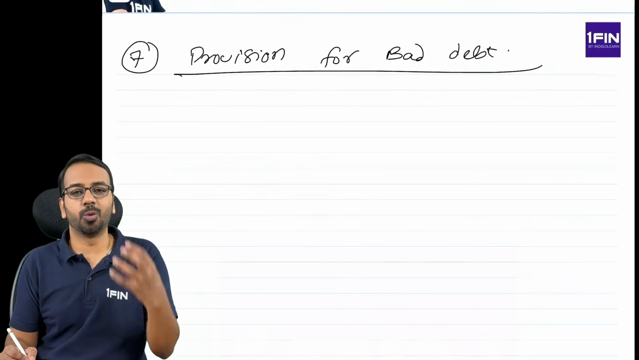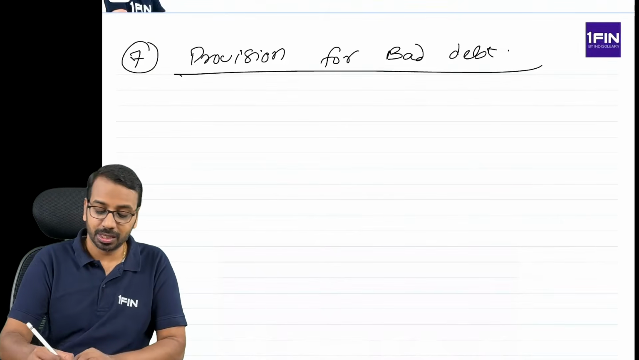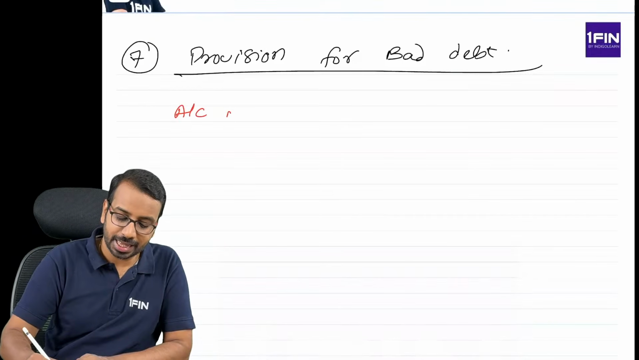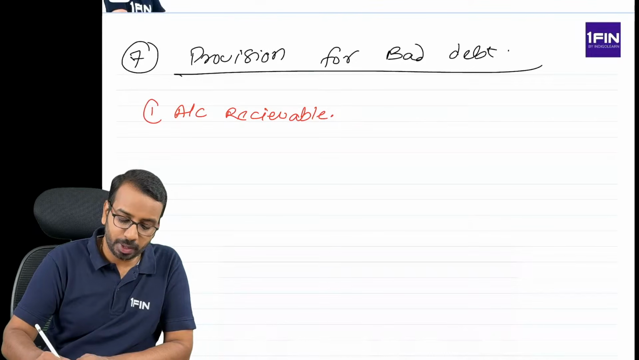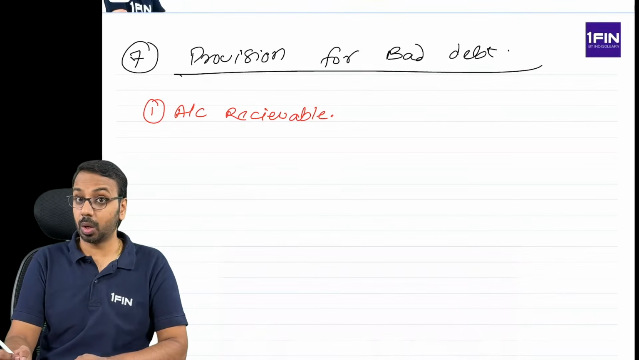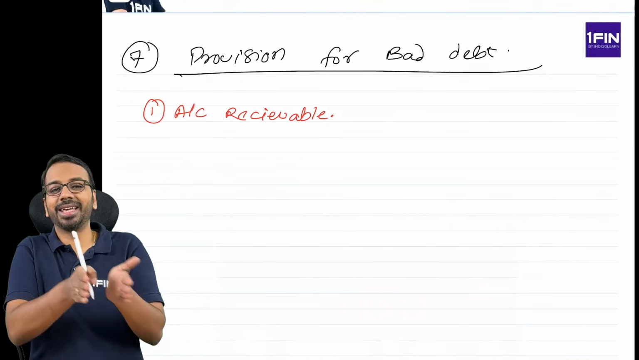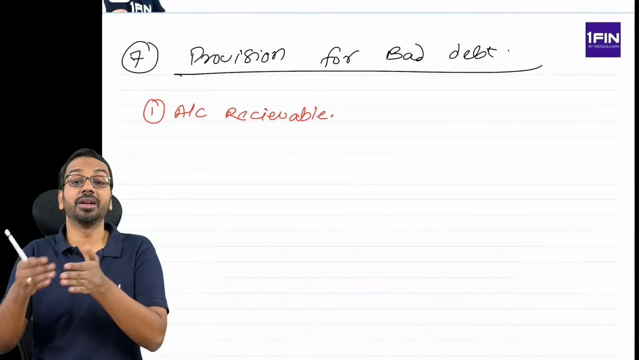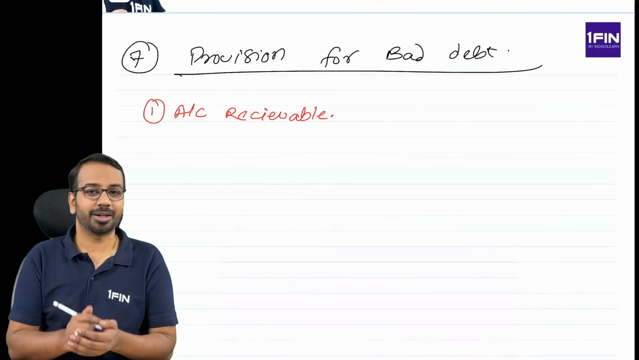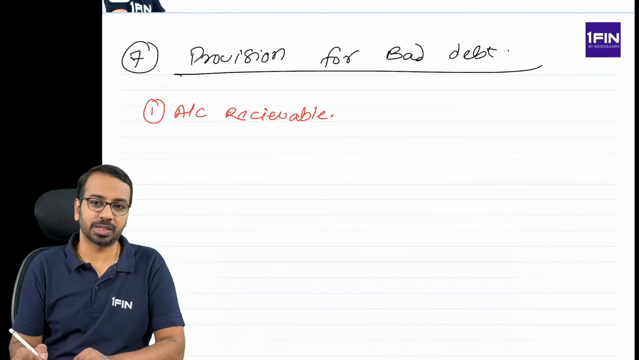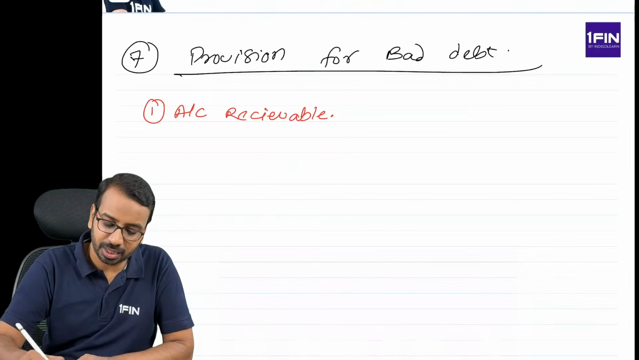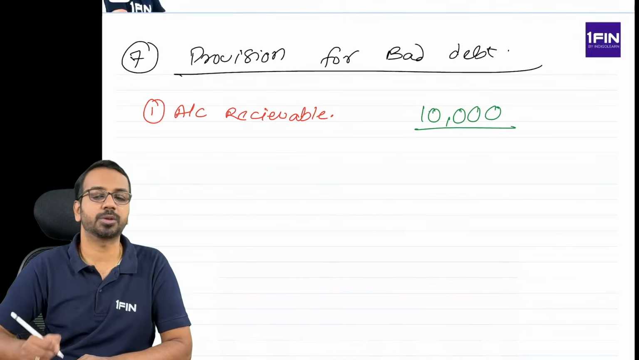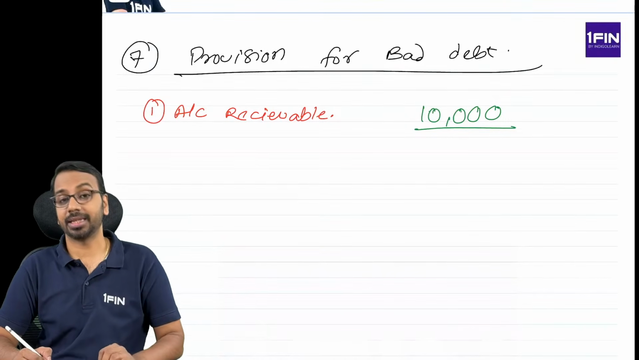Whenever we sell goods on credit to customers, we have something called account receivable. You might be using the term sundry debtors, but as we move higher up in our professional curriculum, we have to use technical terminologies. So we have account receivable. Let us say I sold goods on credit to someone and the account receivable is 10,000.